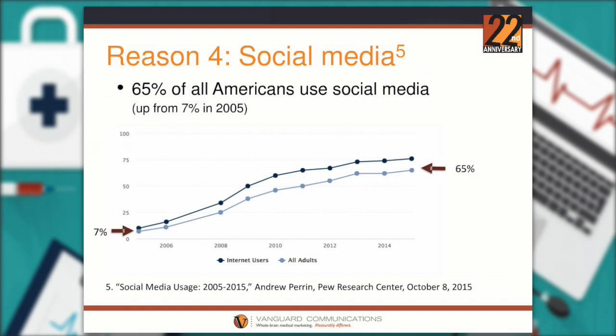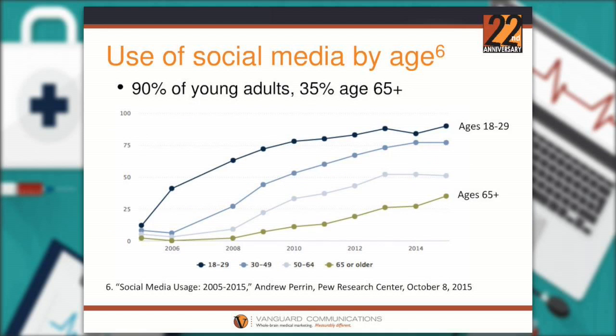Reason number four is that social media is ubiquitous. This is a study of just U.S. citizens using social media, and as you can see, roughly 2/3 of all Americans do use social media, and that is up from 7% in barely a decade. Similarly, this is really more apparent when you look at age groups. 9 out of 10 young adults are online and using social media. And furthermore, even the older age groups, that is, people 65 and older, are using it at increasing rates, in this case more than 1/3.